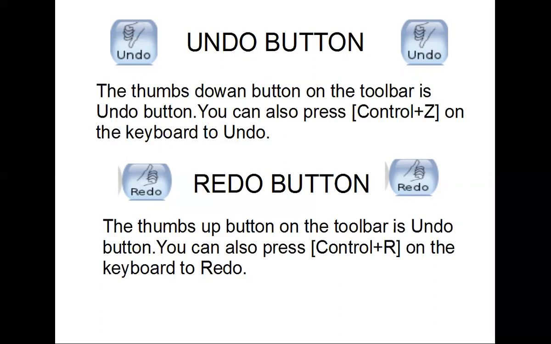Okay, then the redo button. The thumbs up button on the toolbar is the redo button. We can also press Control plus R on the keyboard to redo. The redo shortcut key is Control plus R. Clear? That is how to use the undo and redo buttons.